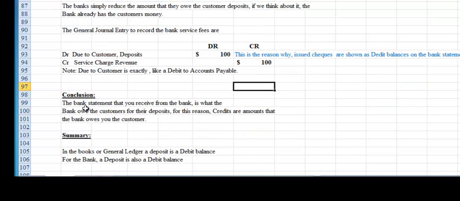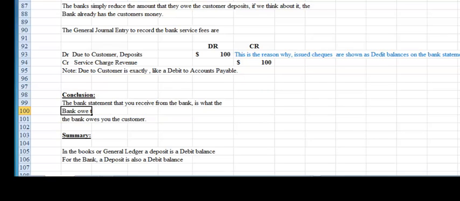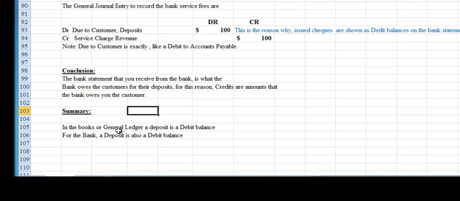Conclusion: the bank statement that you receive from the bank is what the bank owes the customers for their deposits. For this reason, credits are amounts that the bank owes you, the customer. In summary, in the books or general ledger, a deposit is a debit balance. For the bank, a deposit is also a debit balance.